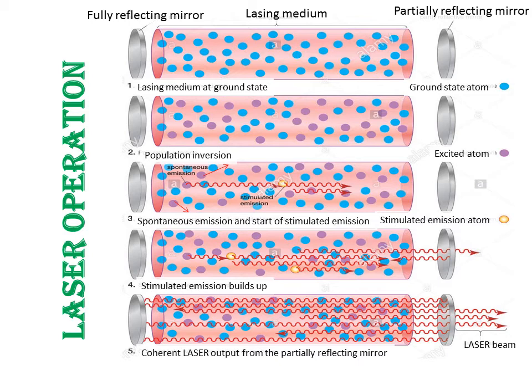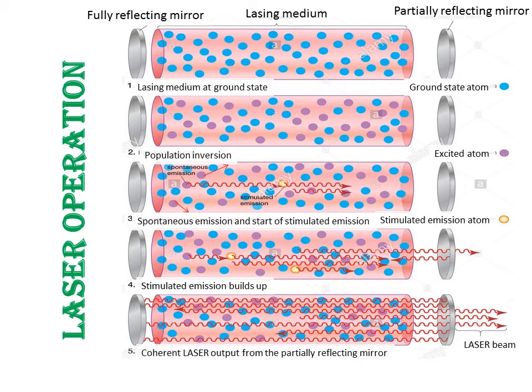First, you start with the laser active medium, in which almost all the atoms are in the ground state. In the second case, we have turned on the pumping source and taken the majority of the atoms to the upper state and created population inversion. And then one spontaneously emitted photon is there on the left end, and it is propagating, and it meets another atom in the excited state.